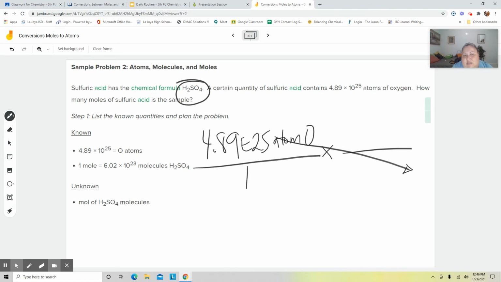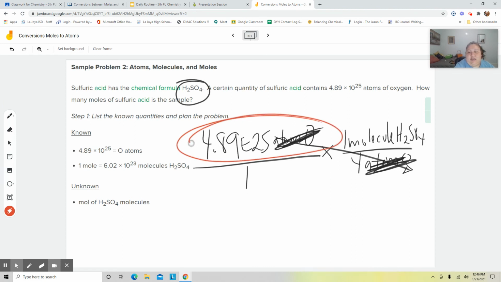Yes. Okay, so now I'm going to change my 4 atoms of oxygen and I'm going to change it to the molecule. And that's in just one molecule of the compound H2SO4. Sorry for the ugly O. So atoms and oxygen cancel, right? Atoms and oxygens cancel. They're gone. Now, what do I have to do if I have a number on top and a number on bottom? Multiply or divide?